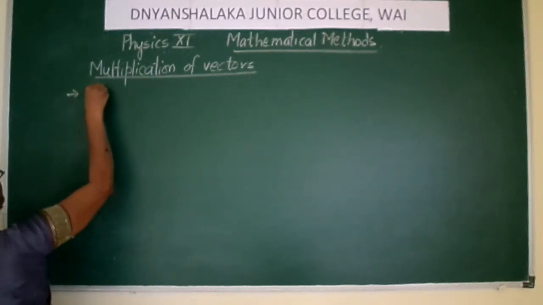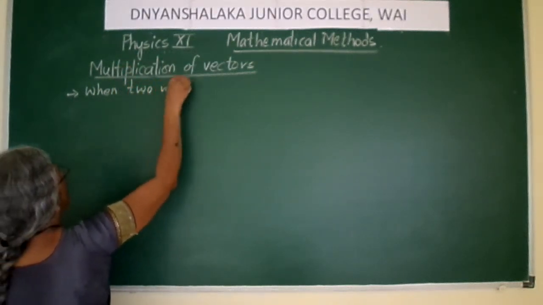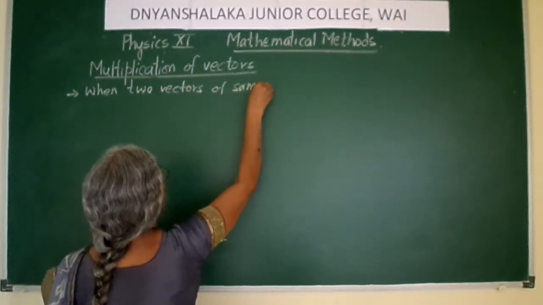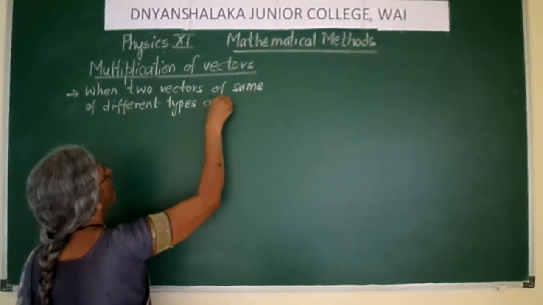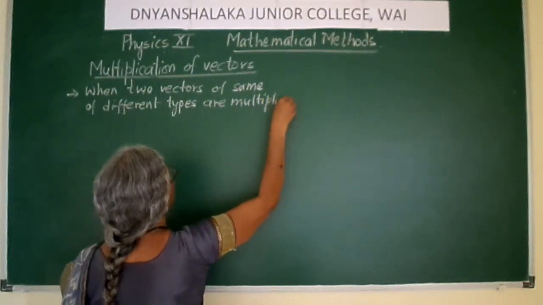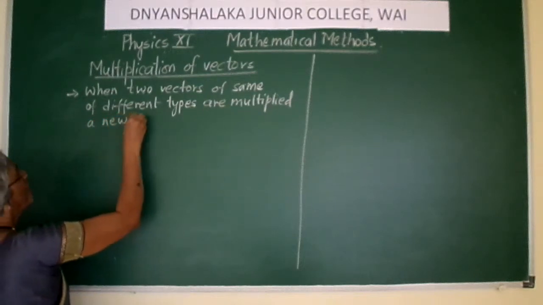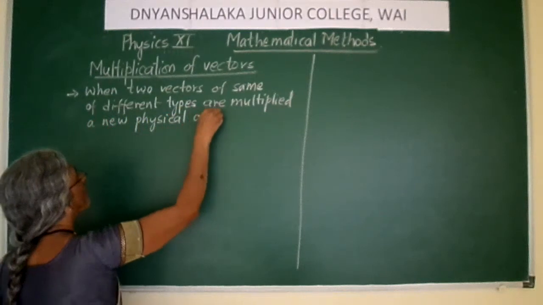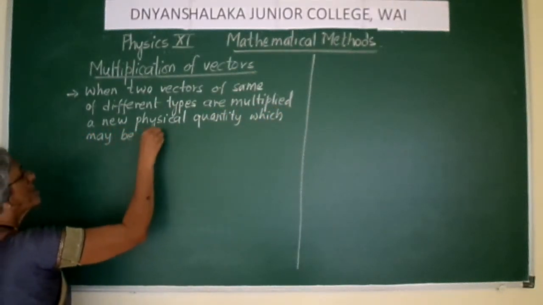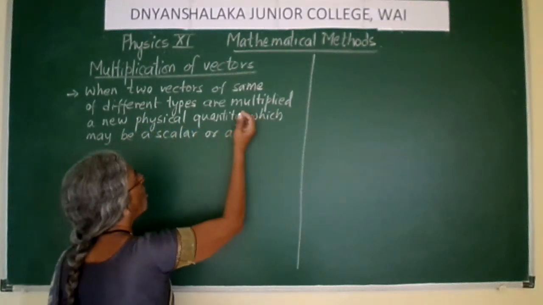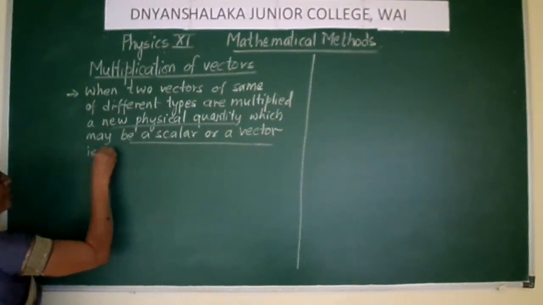So firstly, when two vectors of same or different types are multiplied, a new physical quantity, which may be a scalar or a vector, is obtained.